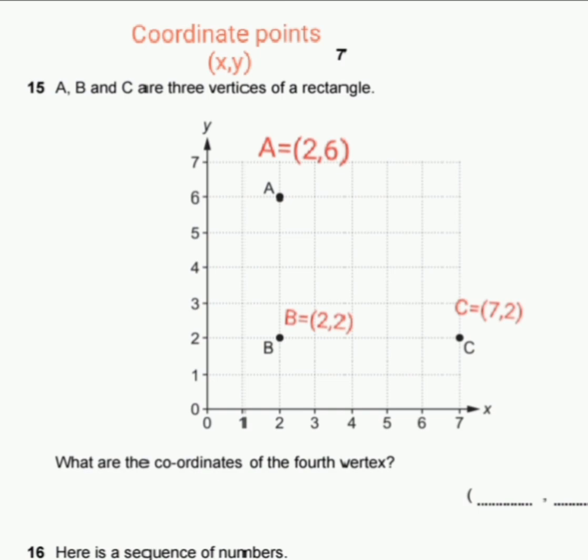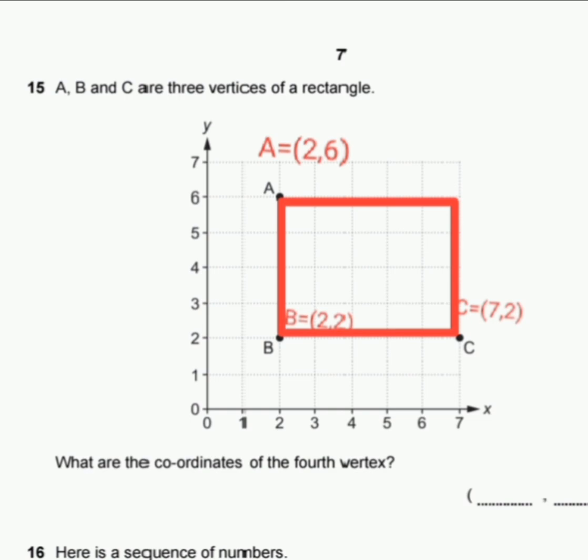So I want to find out the fourth vertex. First of all, I'll use a pencil to draw a complete rectangle. We have to note that a rectangle has 2 equal lengths and 2 equal widths. So I've just completed the rectangle like you can see on the screen, and I'm sure you can already tell the fourth vertex. Can you? I bet you can.